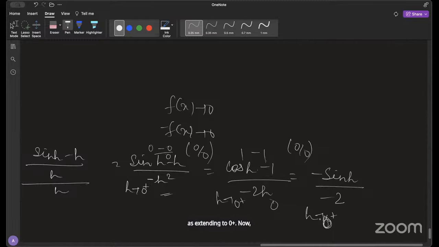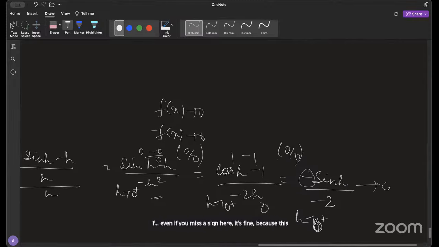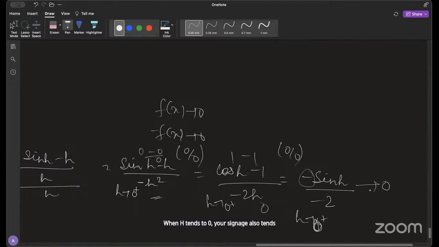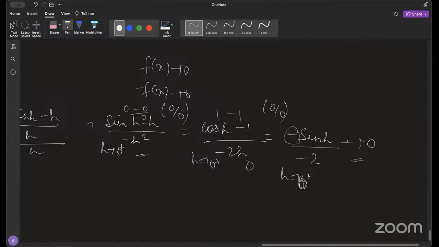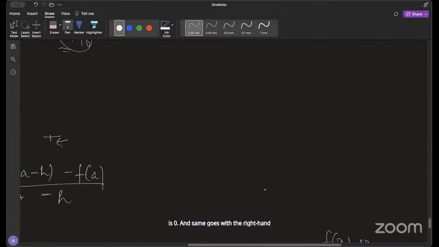Now, I think I've missed one of those signs there. Even if you miss a sign here, it's fine because this is ultimately going to 0 only. When h tends to 0, your sin h also tends to 0. So this entire thing will go to 0. That means your left-hand derivative of f at x equals 0 is 0. And the same goes with the right-hand derivative.